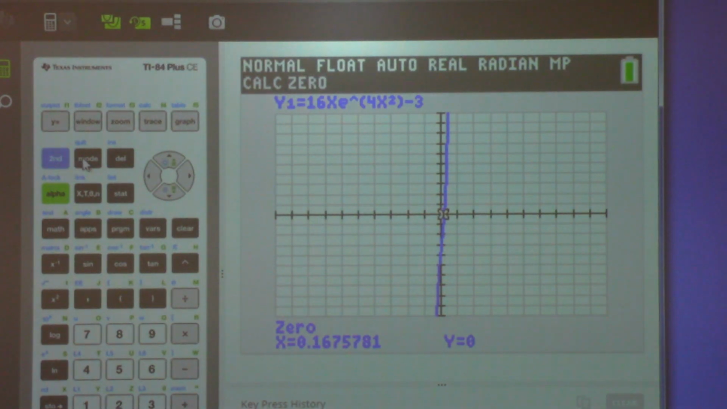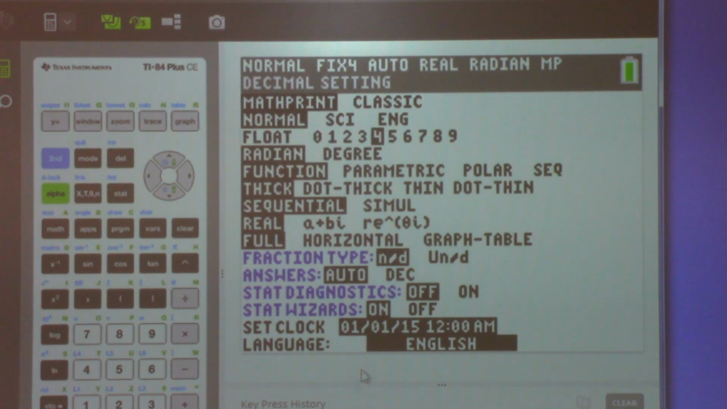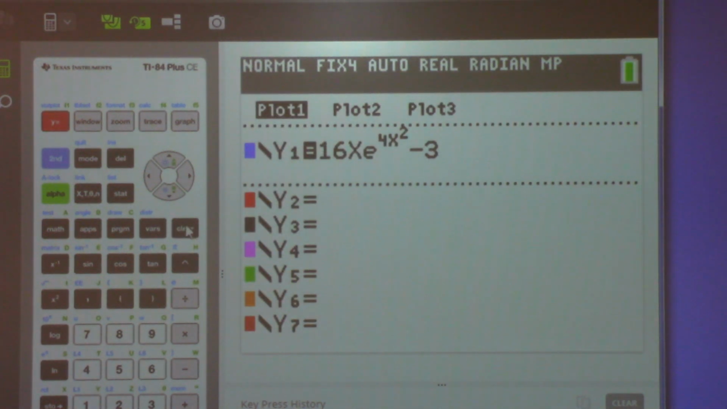So we go here to mode, and then you see here where it says float. You can go over here to four. And I think on your version of the calculator, you have a similar thing, don't you? You do that? Okay. Then you go here, and you can enter the function. You press second, alpha, y equals, enter. And here you put x cubed minus 8 over x minus 2. And so that's what you have.